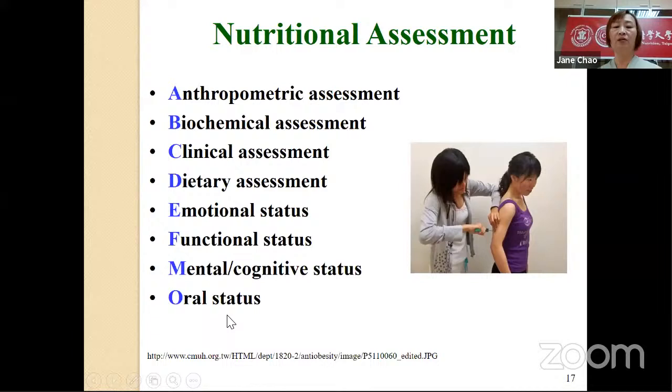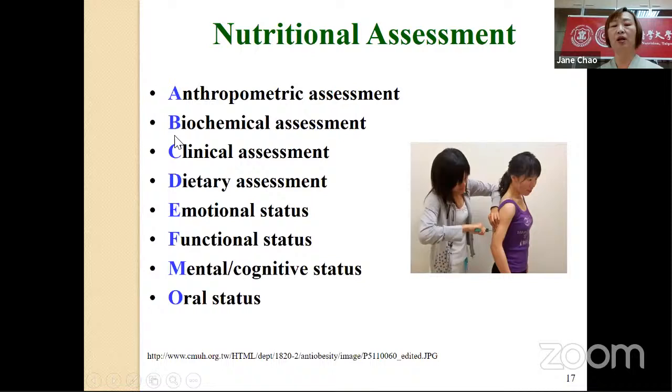Finally, O is oral status. Usually in hospitals in different countries, they might have different items for nutritional assessments. Usually they will complete A, B, C, D, that means anthropometric, biochemical, clinical, and dietary. However, very few hospitals in few countries will complete all the nutritional assessments, including emotional, functional, mental, or oral. I don't know whether you have a nutritional assessment in Indonesian hospitals. I think usually we complete the first four: anthropometric, biochemical, clinical, and dietary.